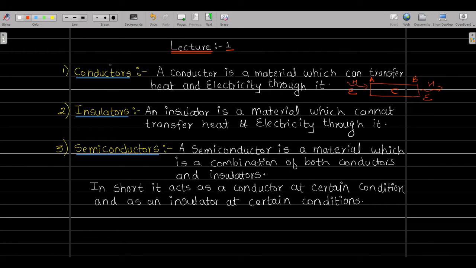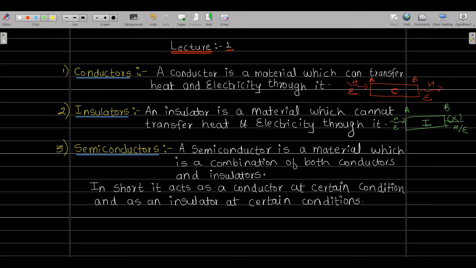Now talking about an insulator. An insulator is a material which cannot transfer heat and electricity. Consider that this is an insulator, and you are applying heat or electricity from one end, let's say this is point A and point B, but at the other end you are not getting any heat or electricity. So this is the basic idea of what an insulator is. That means it does not allow transfer of heat and electricity.